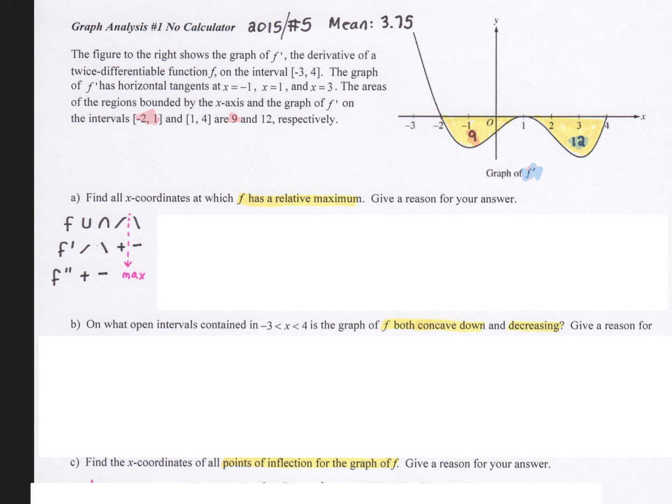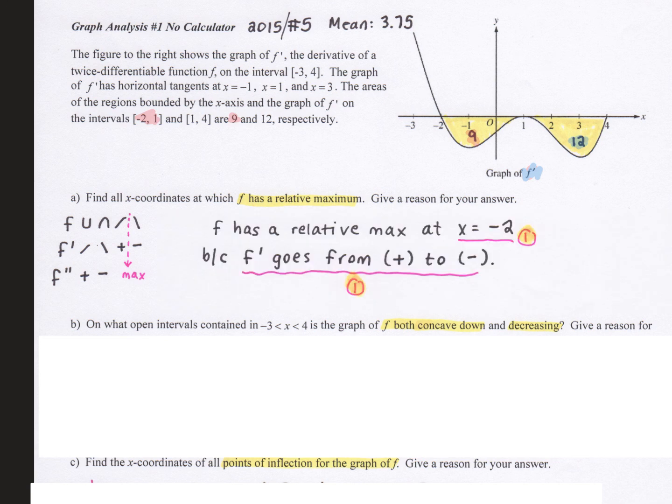So my answer here is going to be f has a relative max at x equals -2, and my reason is f prime goes from positive to negative. A couple things on this one. You do not have to put this in a sentence, so you don't actually have to say that. You could just give that x value. You do, however, want to mention f prime, so make sure that that is part of your explanation. And also, if you don't like the symbols, you can always just write out the word positive and negative.